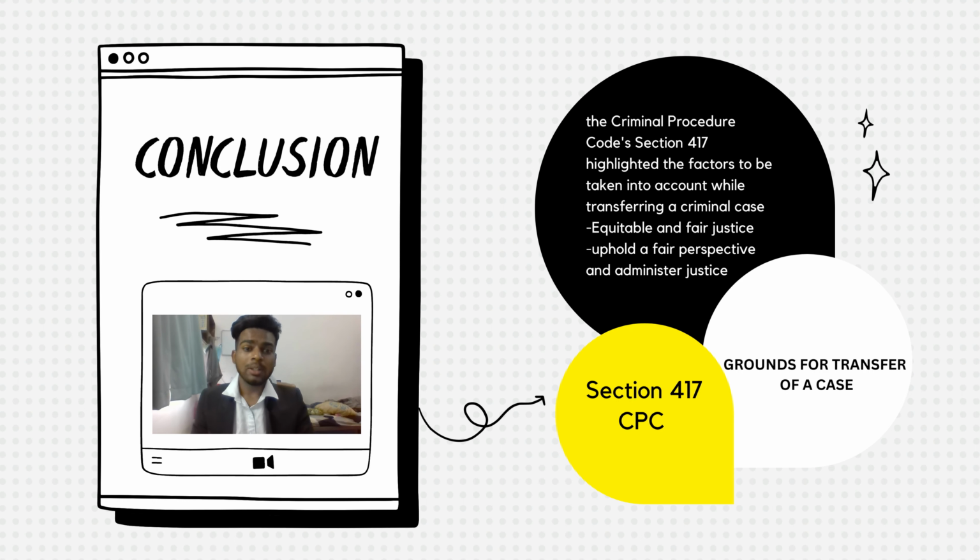The judiciary as a whole is held in the highest regard, and it is expected that it would provide highly equitable and fair justice to everyone who comes before it or requires a true resolution of any complaint. The court should always uphold a fair perspective and administer justice in a way that sends a clear message to all parties involved that justice has been done. Therefore, Section 417 of the Criminal Procedure Code highlighted the factors to be taken into consideration while transferring a criminal case.